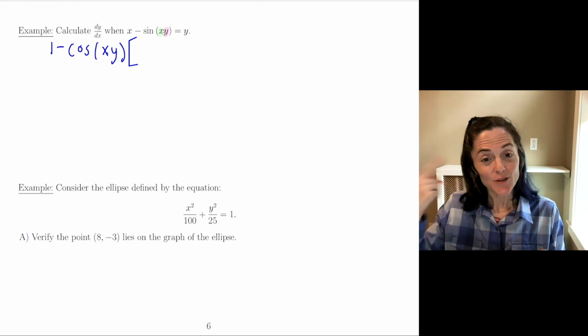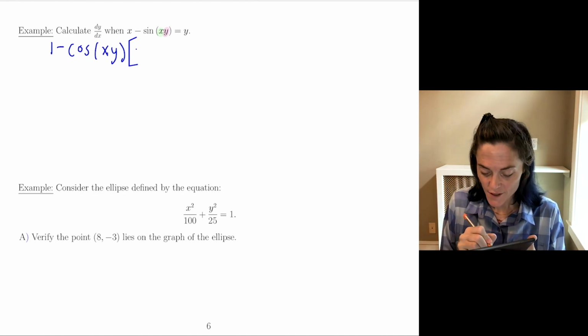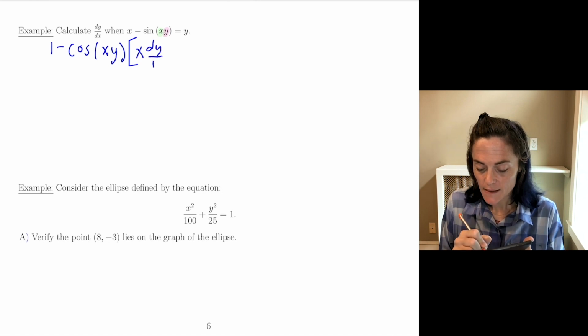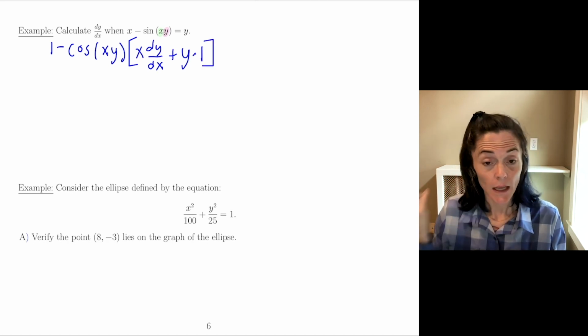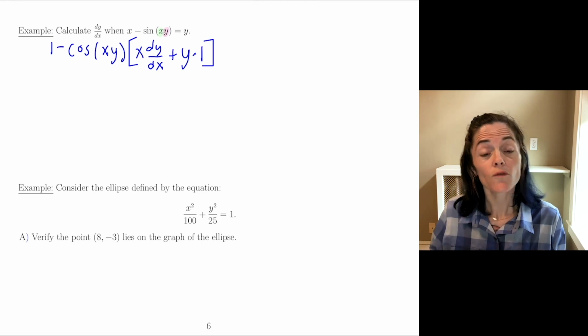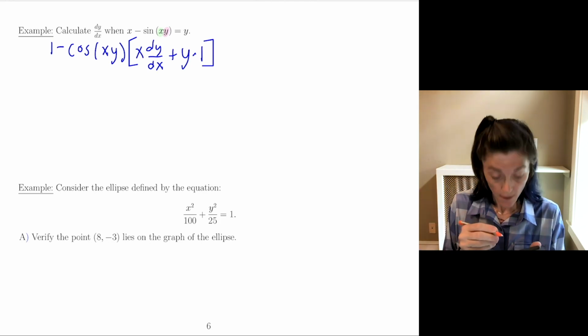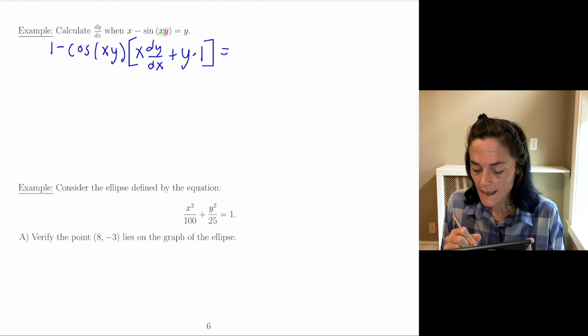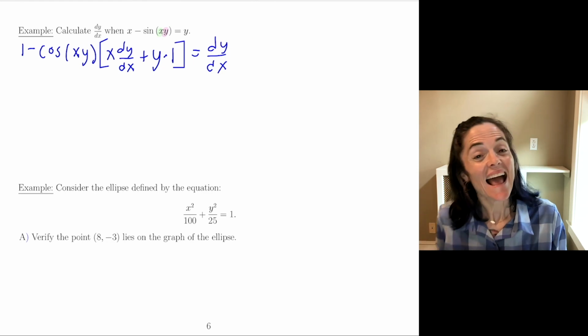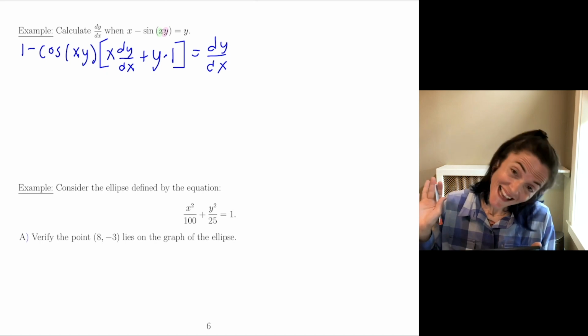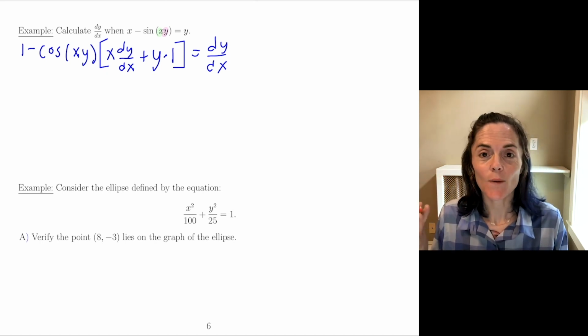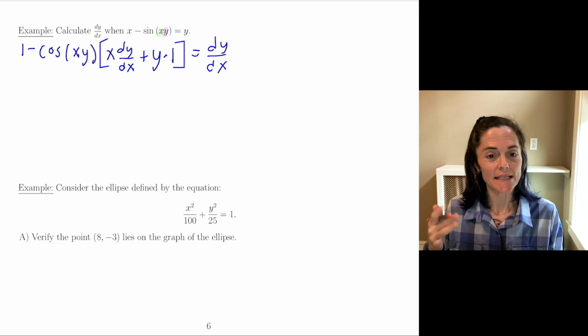Okay, so for the derivative of the inside function, we have the first times the derivative of the second, plus the second times the derivative of the first, just like this. So far I have differentiated the left-hand side. We differentiate the right-hand side, and we get dy/dx. At this point, I need to move everything with the dy/dx to one side of the equation and everything without the dy/dx to the other side of the equation.